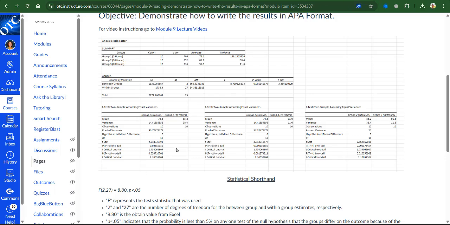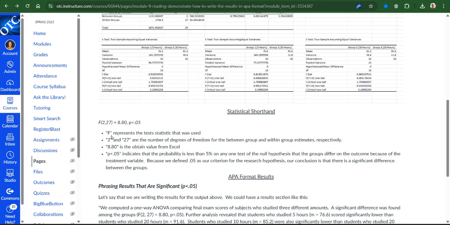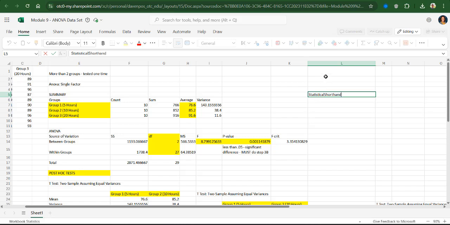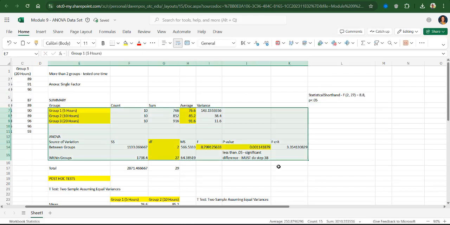So here's the first part we have to write, the statistical shorthand, right? We have to break it down. Each of these pieces tells me something about this analysis. So the statistical shorthand: F because I did an ANOVA, 2 and 27 because that's the degrees of freedom. I need to know the number of groups as well as how many people were in the groups total. 8.8 and my P was less than 0.05. Okay, I got all of that information from here.